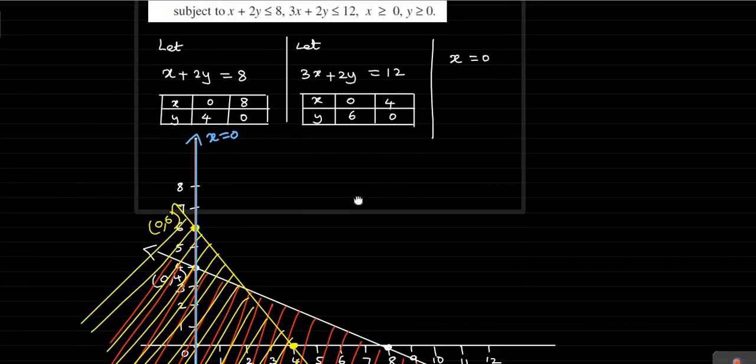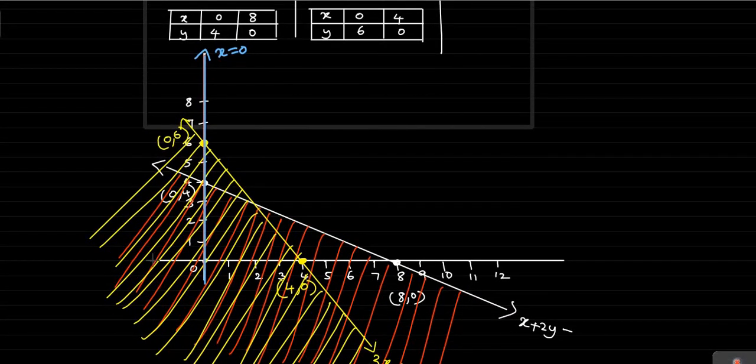y greater than or equal to 0 is what? It is the line of the x-axis. So this one is what? The y equal to 0 line. And what is the given inequality?